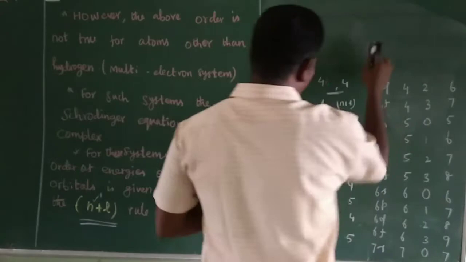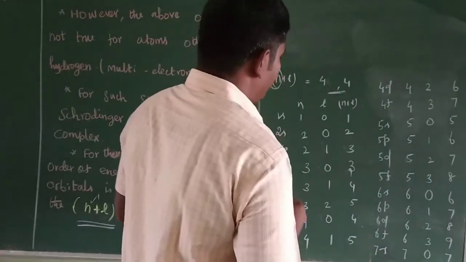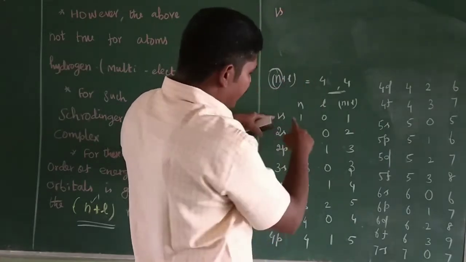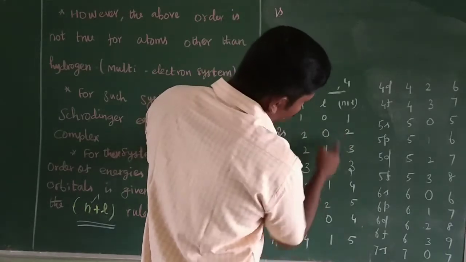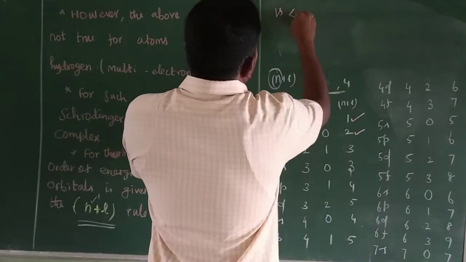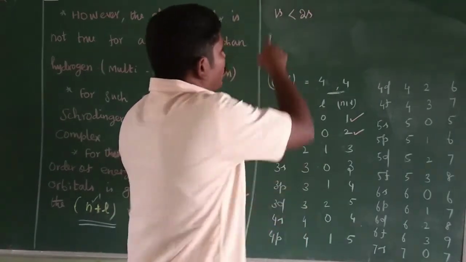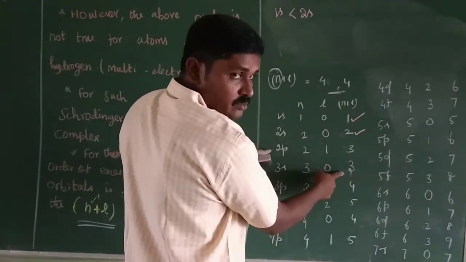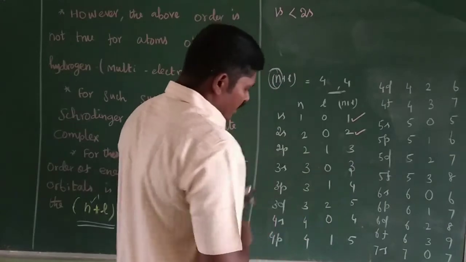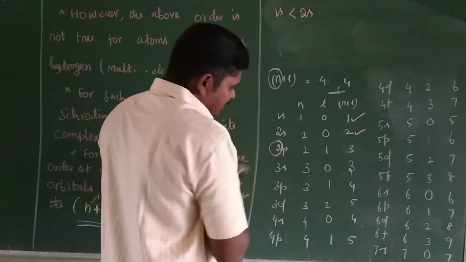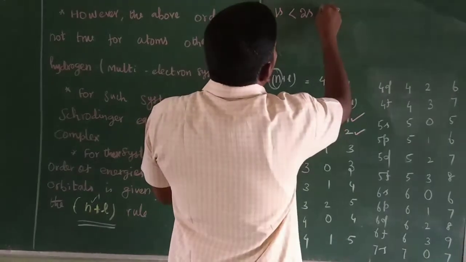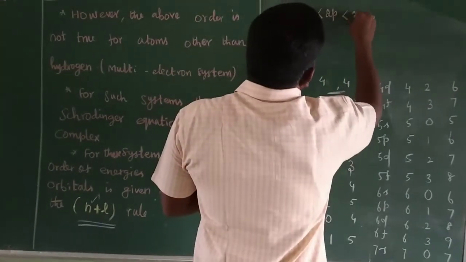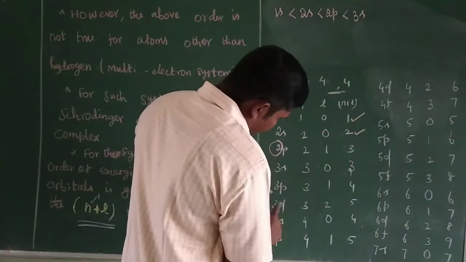So, the increasing order of orbitals using the n plus L value: the 1s orbital has the least energy. Next, the value 2, which is 2s, then the value 3. With the same n plus L value, the one with the least n value is lower, so 2p is less than 3s.